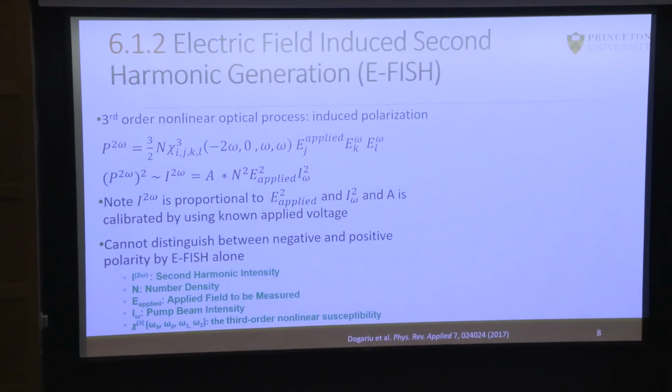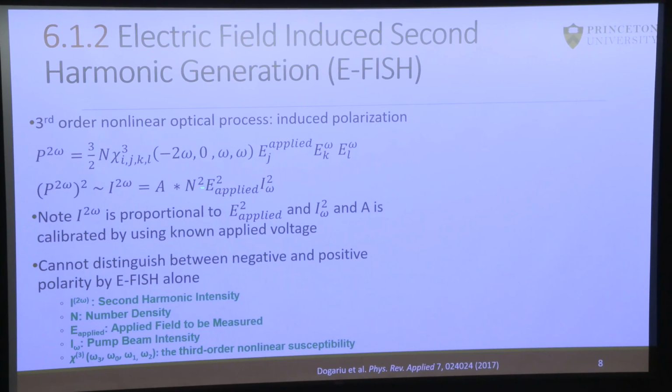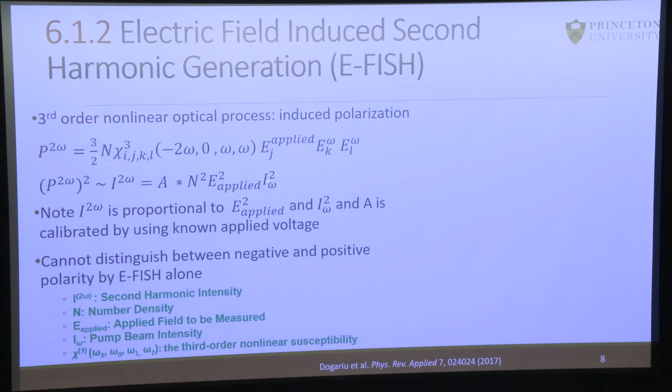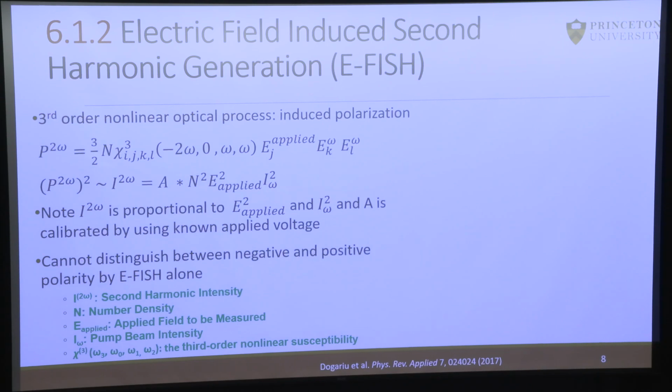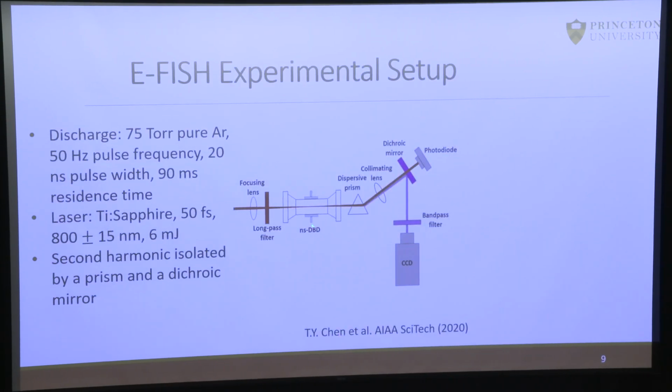So by doing the second harmonic, you can see my signal of the second harmonic is proportional to the square of the number density and to the square of the applied field, and that is the energy of the applied laser. So you fit the signal as a function of electric field. You start to see that indeed the signal has a quadratic dependence on this field.